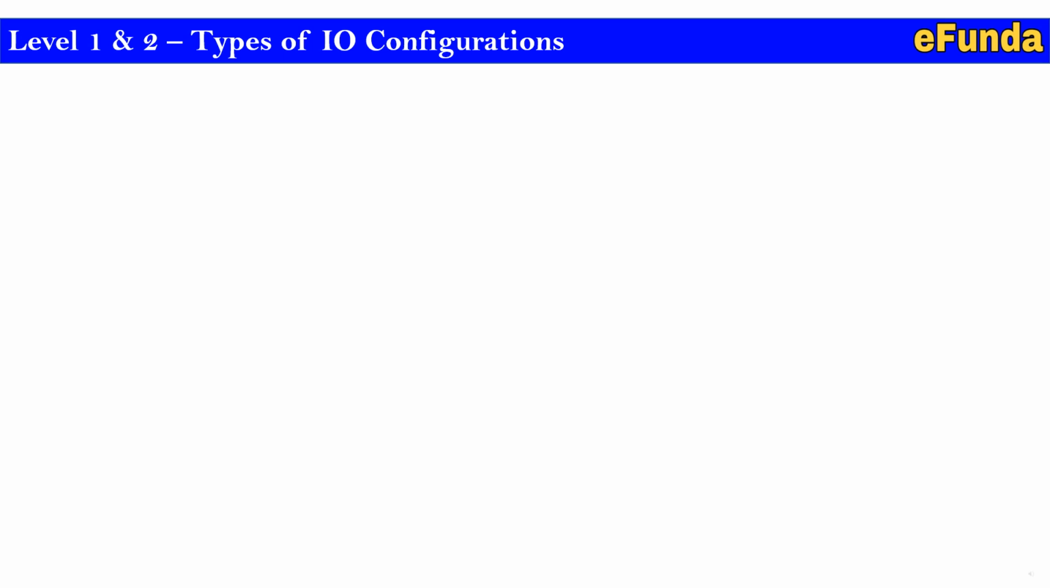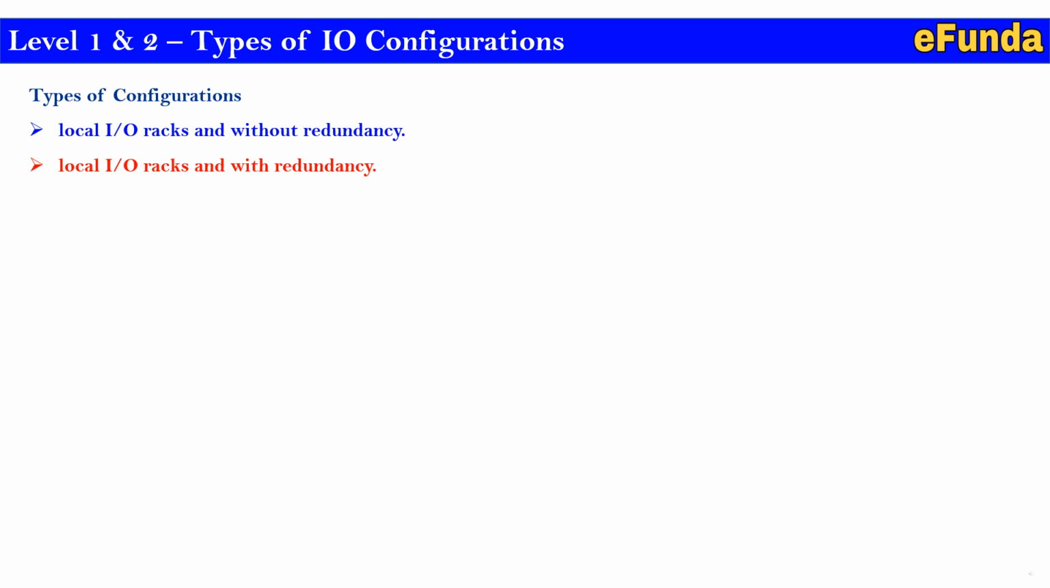Level 1 and 2 types of IO configuration one can refer to; the types of configurations are listed below. Local IO racks without redundancy, local IO rack with redundancy, decentralized controller, that is remote IO, wireless network.